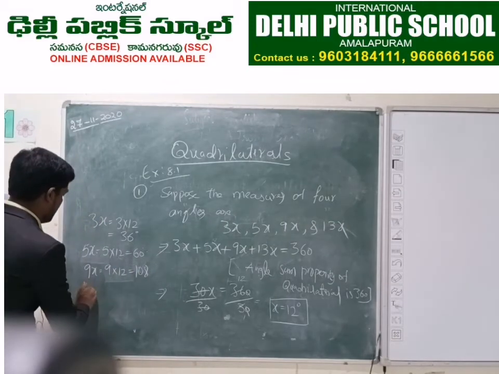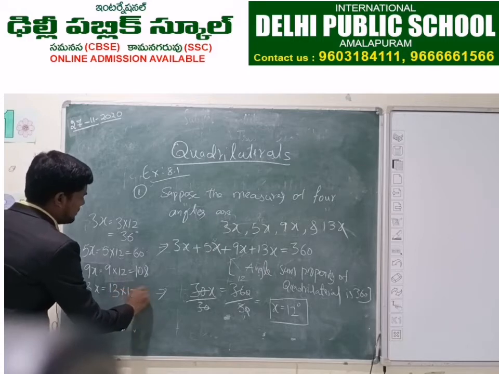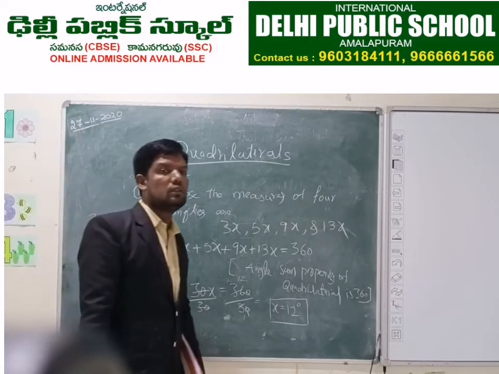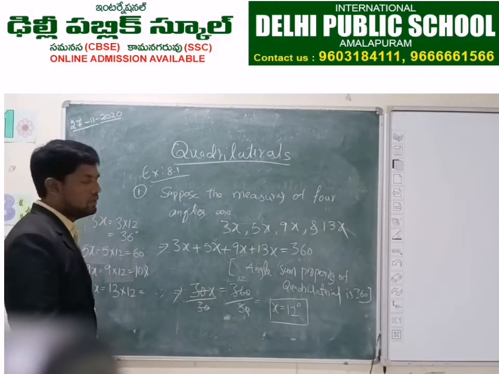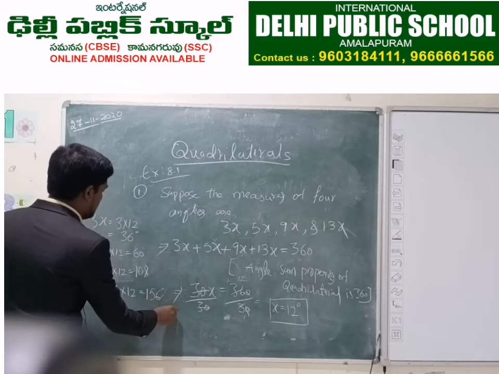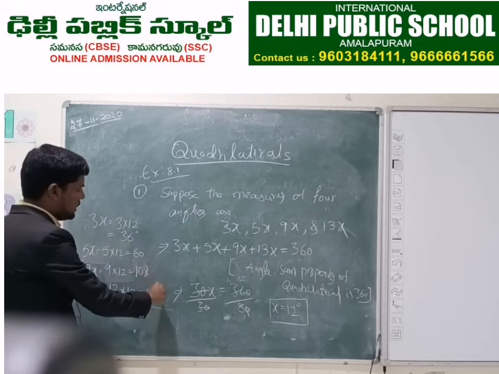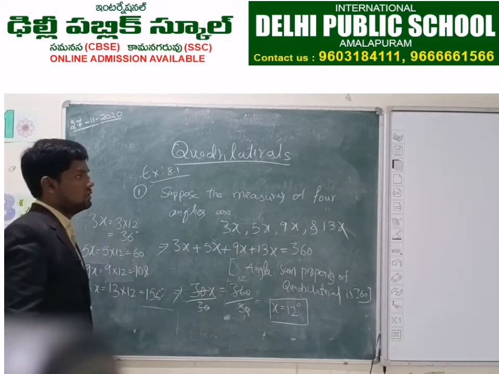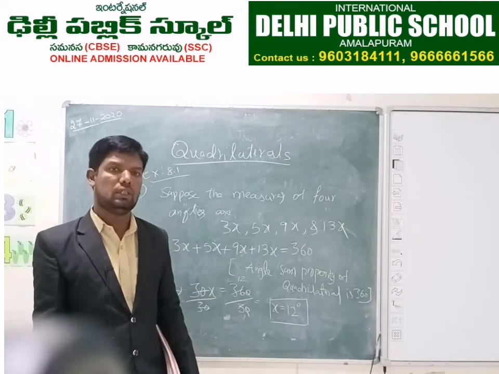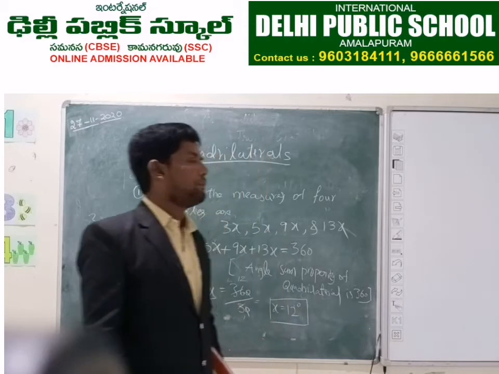Then 13 into 12. Yes, 13 twelves are 156. See here, if you add 36 and 60 plus 108 plus 156, you should get 360 degrees. Okay? If you are not getting 360 degrees, it means somewhere we have made a mistake. Again, we have to go back and check. Okay?